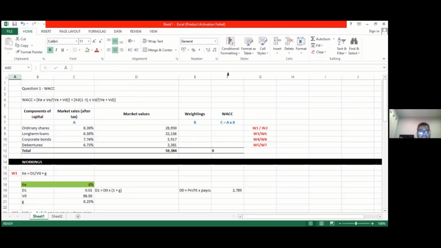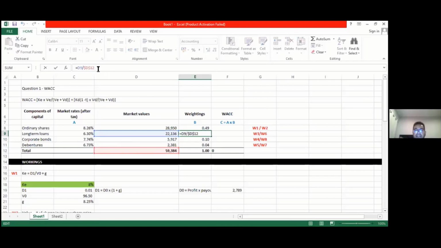So there we go. Now we can work out the weighting. The weighting is simply VE, market value of equity, divided by total finance. The market value of long-term loans is the value of long-term loans divided by the total finance and so forth.